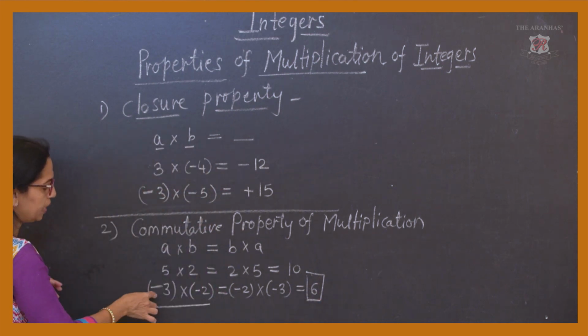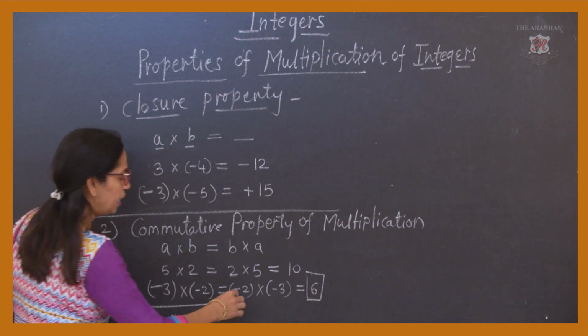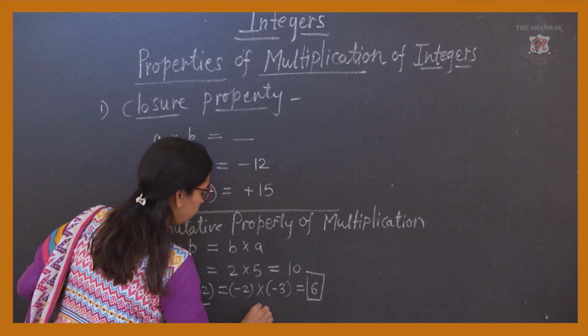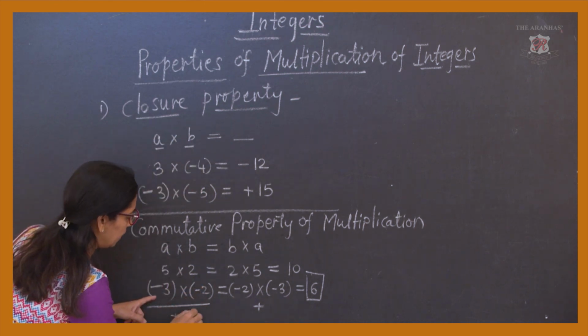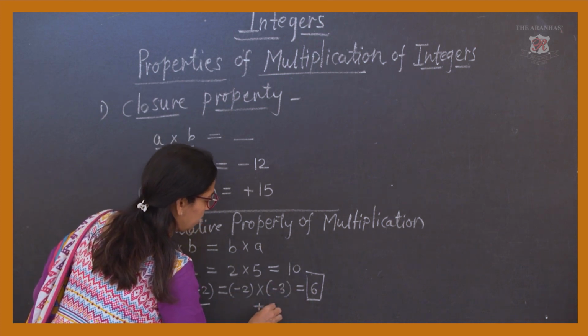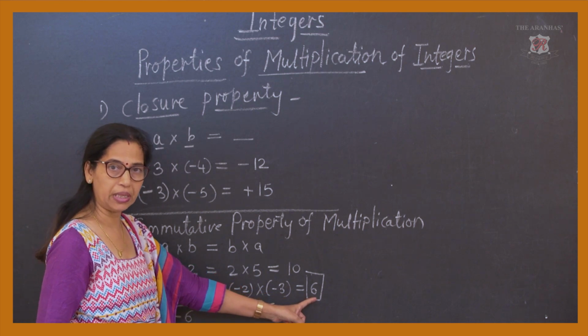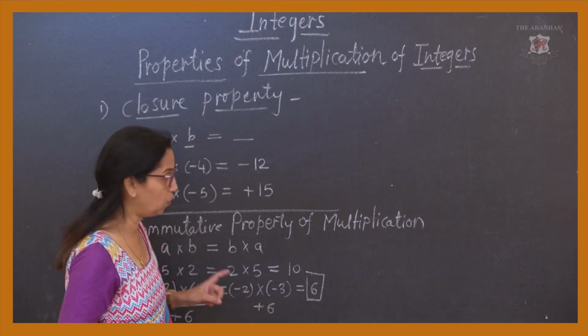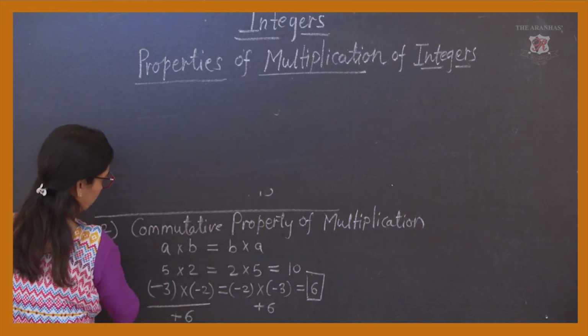Because here minus minus gives you plus. Again here minus minus gives you plus. 3 into 2, that is 6. 2 into 3, that is 6. So the final answer remains the same. Now we'll go to the next property.